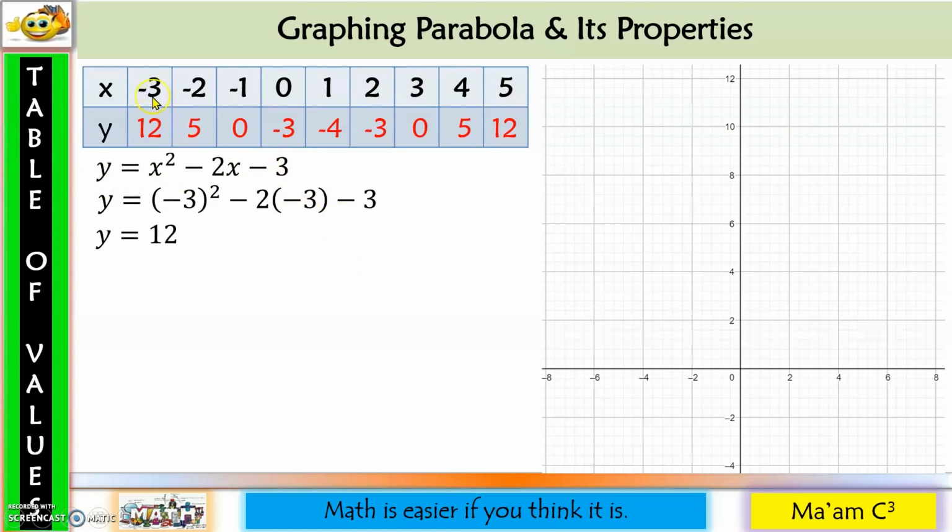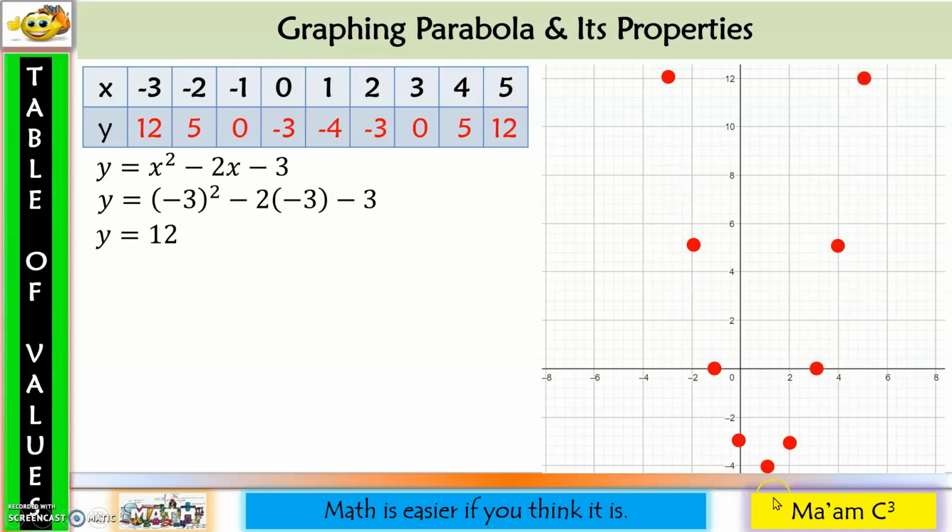So let's have the first one. If x is negative 3, your y is 12. Next, if x is negative 2, y is 5. Negative 2, 5. Next, if x is negative 1, y is 0. If x is 0, y is negative 3. If x is 1, y is negative 4. If x is 2, y is negative 3. If x is 3, y is 0. If x is 4, you have 5. And if your x is 5, you have 12.